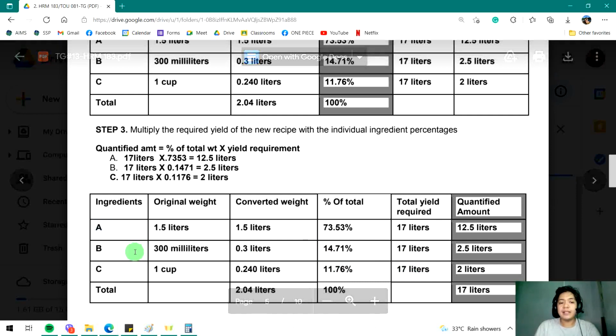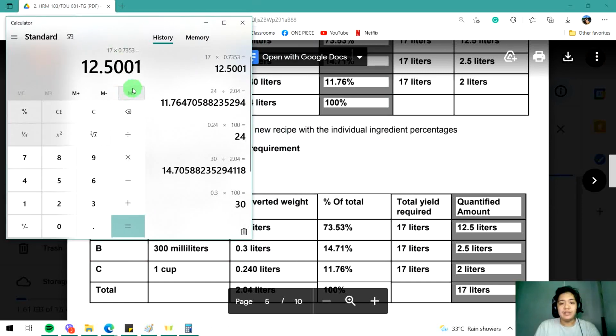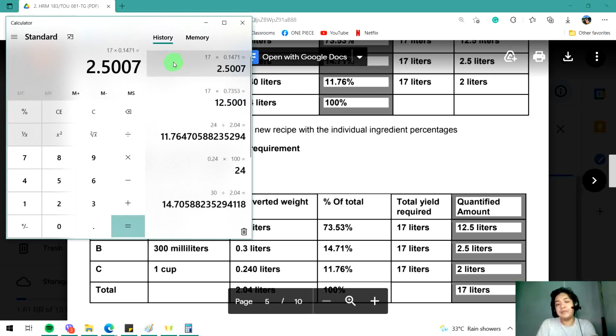Next, gawin natin siya for ingredient B. We have here 17 liters, which is yung total required yield natin, no? Or yung kailangan natin i-produce for this specific recipe. We will multiply this to the percentage of the total converted weight. Remember, move 2 decimal places to the left. We will have 0.1471. We will have 2.5 liters, so tama rin. For ingredient B, we should have 2.5 liters in order for us to produce 17 liters.